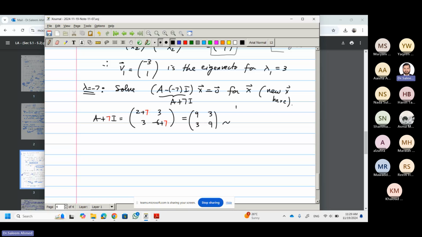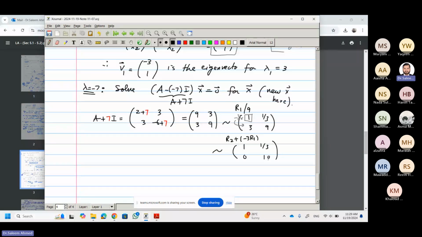So you can divide R1 by 9. You will get 1, 1 by 3, 3, 9. Now the same, multiply this by minus 3 and add here. So I can write this as R2 minus 3R1. It is a coincidence that you are getting the same thing back. Otherwise, these operations can be different. So 1, 1 by 3, when you multiply by minus 3 plus 3 gives you 0. When you multiply minus 3 with this 3 gives you 1, and 1 plus 9 is 10. So this is wrong. There should not be 10.